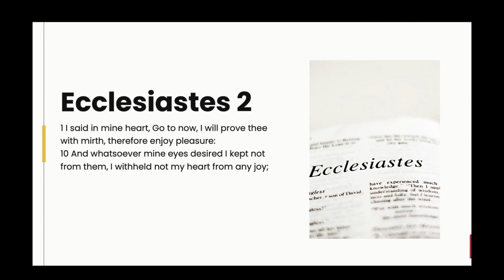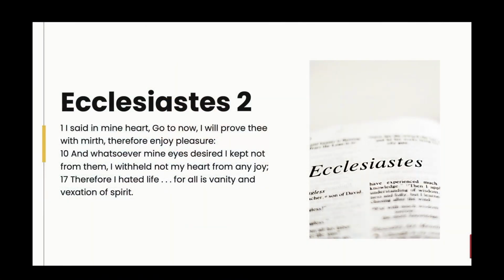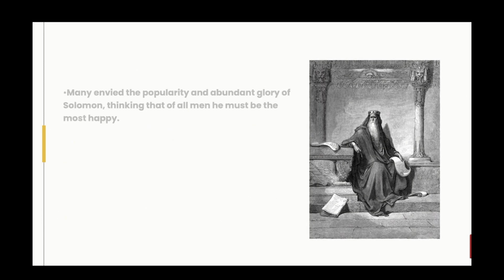What was he not keeping his eyes from? It was women. 1 wife was not enough. 10 wives were not enough. 300 wives were not enough. 700 concubines were not enough. Where did that lead him? Therefore, I what? Hated life, for all is vanity and vexation of spirit. Therefore, I went about to cause my heart to despair.